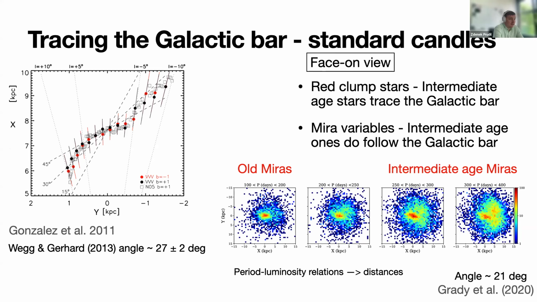Another kind of tracer that was successfully used to trace the Milky Way bar are Mira variables. They cover a broad range of ages, from intermediate age, a couple gigayears, to, let's say, 11, 12 gigayears. And in work, for example, by Grady and collaborators back in 2020, they found that the intermediate age Miras actually do trace, or in their spatial distribution, you can clearly see the Milky Way bar. But when you move to the older population Miras, that's where the barred structure disappears.